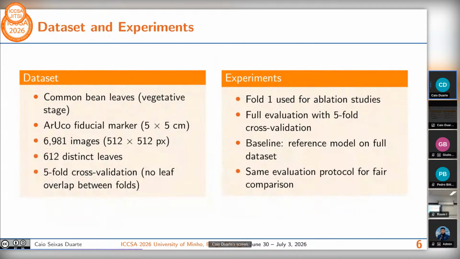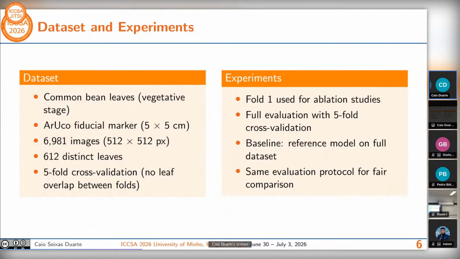The dataset contains images of common bean leaves still in the vegetative stage. Each image also includes a 5 by 5 centimeter fiducial marker used as the reference for the error calculation. In total, the public dataset contains 6,981 images with a resolution of 512 by 512 pixels, corresponding to 612 distinct leaves.